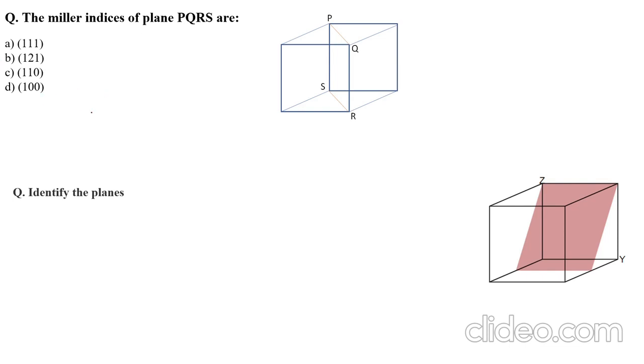Ma'am, suppose in a problem the principal directions are not mentioned. So what is the default axis we should choose as x, y, and z? Like in the same question, nothing has been mentioned about the axis. Which one is x, which one is y? What is the default rule in this case? Normally we take it like this: this is x, this is your y, and this is your z. So you can identify this PQRS now based on the Miller indices.